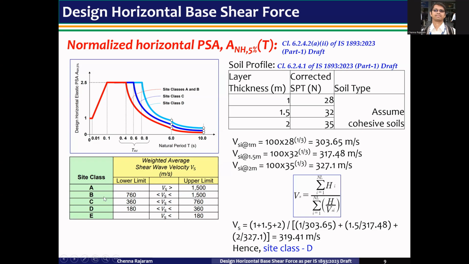Now, from the table given in the IS 1893 2023 draft code, the site class is D. The value is in between 180 to 360. So that's why the site class is D.